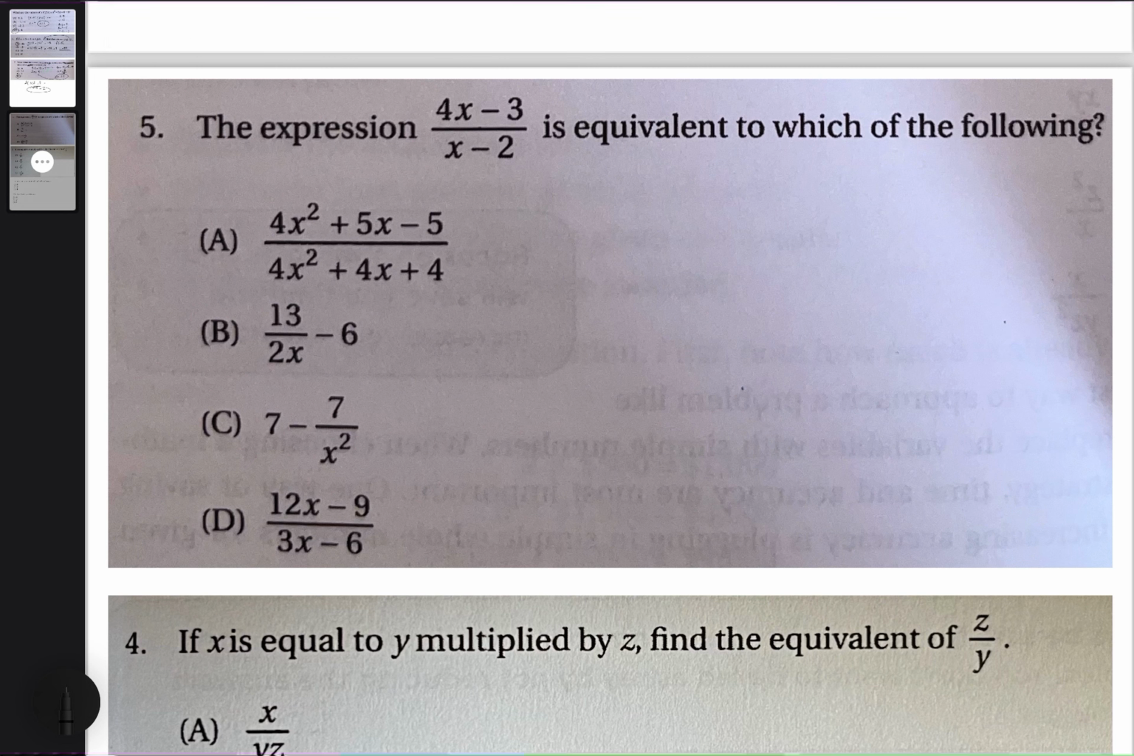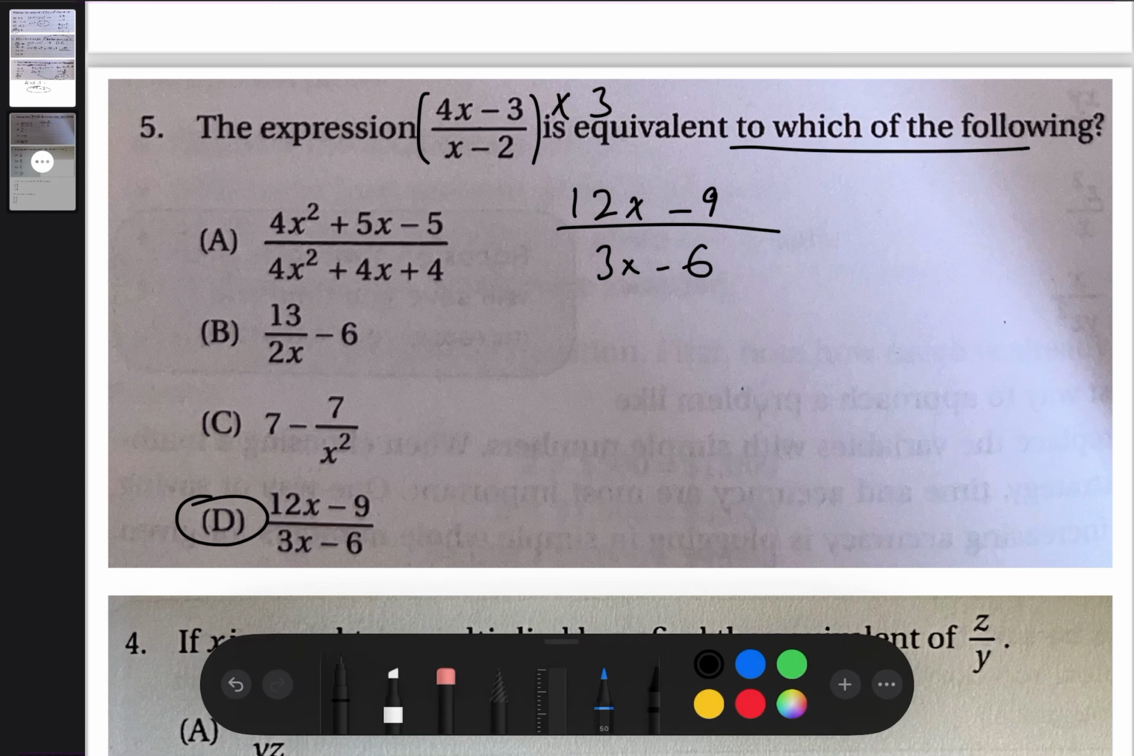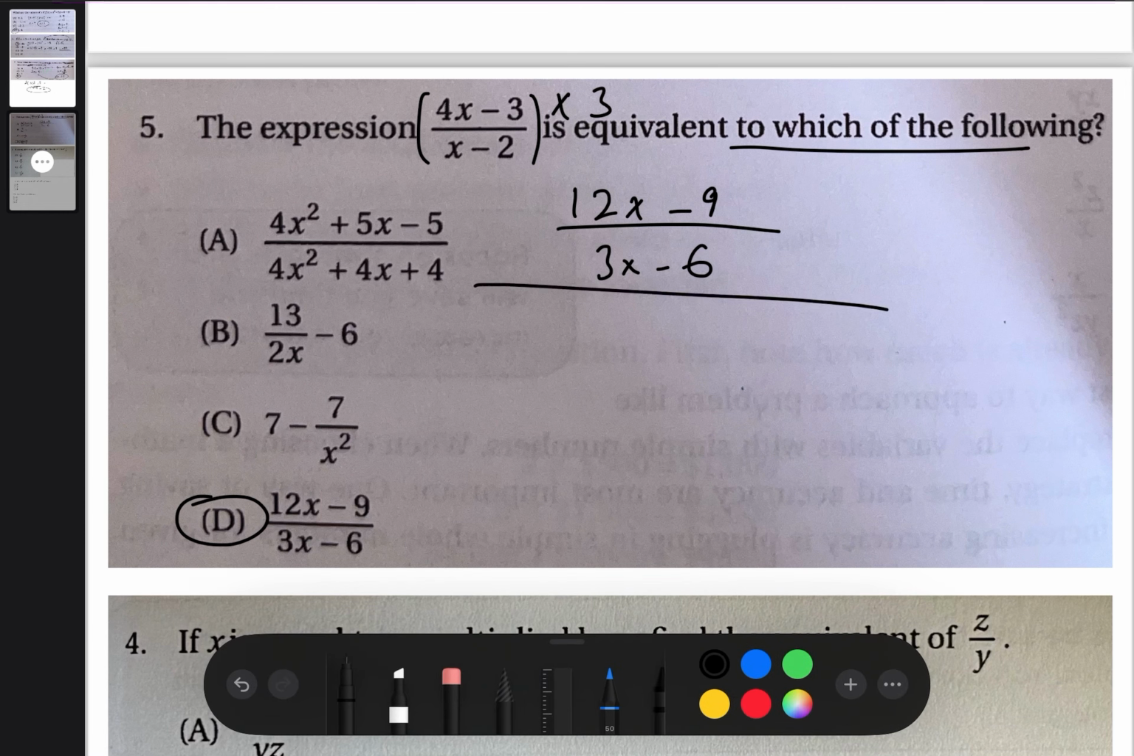Question number 5 says, the expression 4x minus 3 over x minus 2 is equivalent to which of the following? Now, you might want to try to simplify this. You can see that D fits the simplifying method right away, because if you multiply this whole expression by 3, you're going to get 12x minus 9 over 3x minus 6, which is exactly the correct answer. That's D. That's the fast way of doing it.